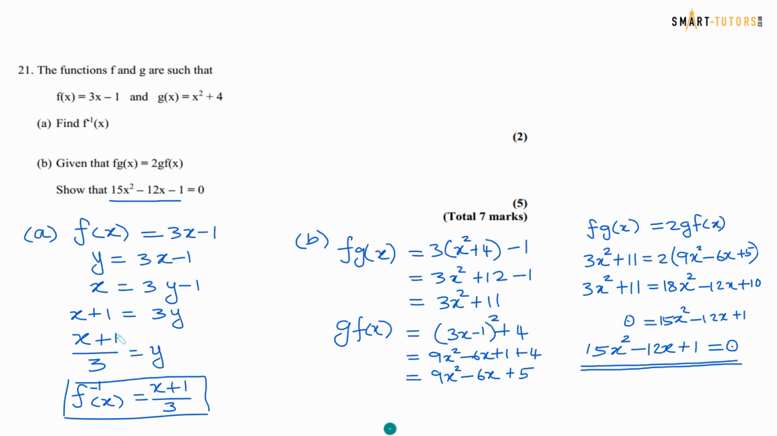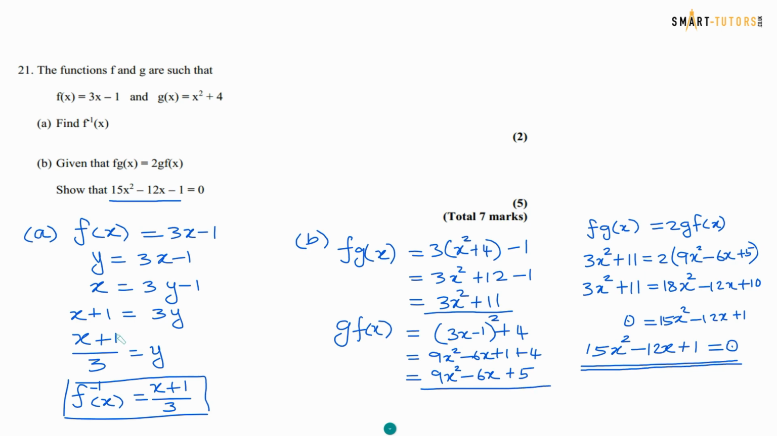3x squared plus 4 minus 1. If you simplify, you will end up with 3x squared plus 11. gf(x) means the f(x) function is going to be substituted into g, and that is going to be (3x minus 1) whole thing squared plus 4. If you simplify, that comes to 9x squared minus 6x plus 5.